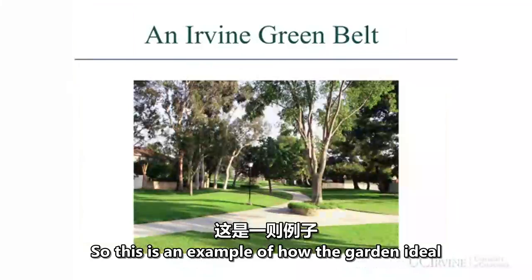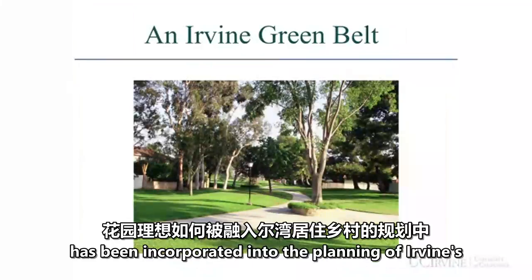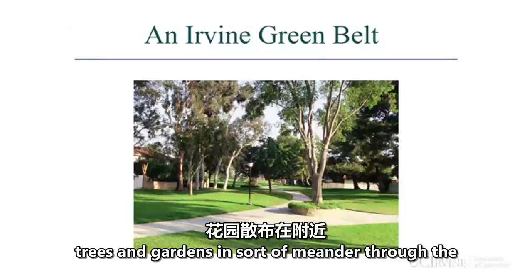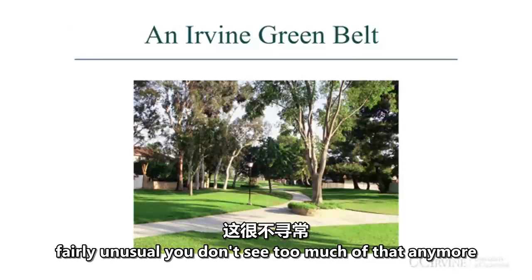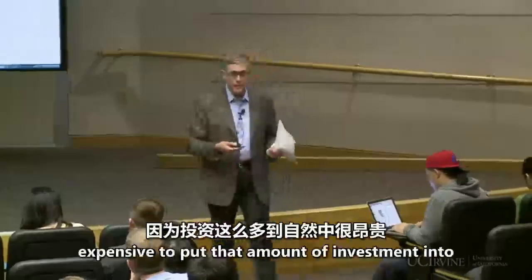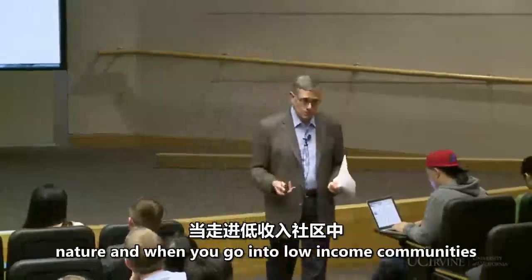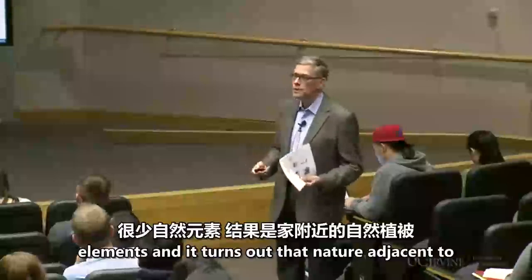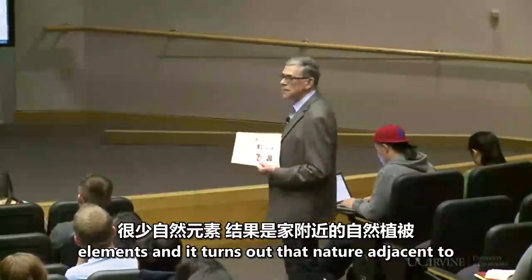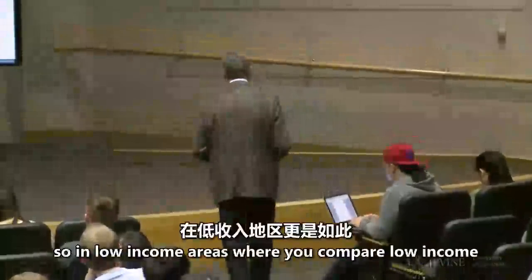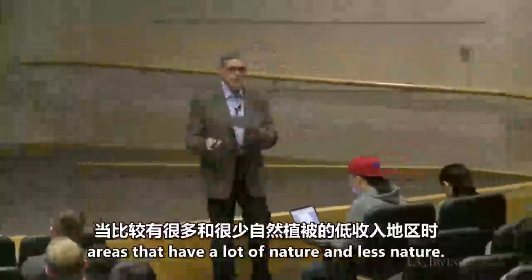So this is an example of how the garden ideal has been incorporated into the planning of Irvine's residential villages, where these pathways lined with trees and gardens sort of meander through the neighborhood and behind the houses, which is fairly unusual. You don't see too much of that anymore in tract house developments because it's fairly expensive to put that amount of investment into nature. And when you go into low-income communities, you certainly don't see this kind of flavor. You have much more concrete, much less natural elements. And it turns out that nature adjacent to one's home has a stress buffering effect, and that's been documented in children, and especially so in low-income areas, where you compare low-income areas that have a lot of nature and less nature.